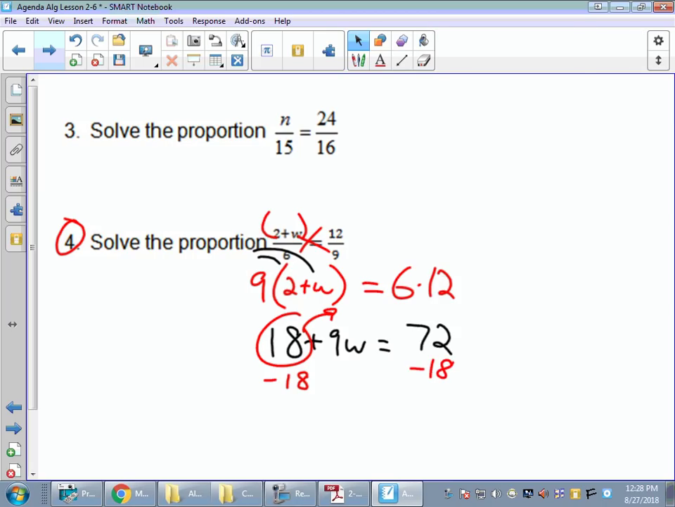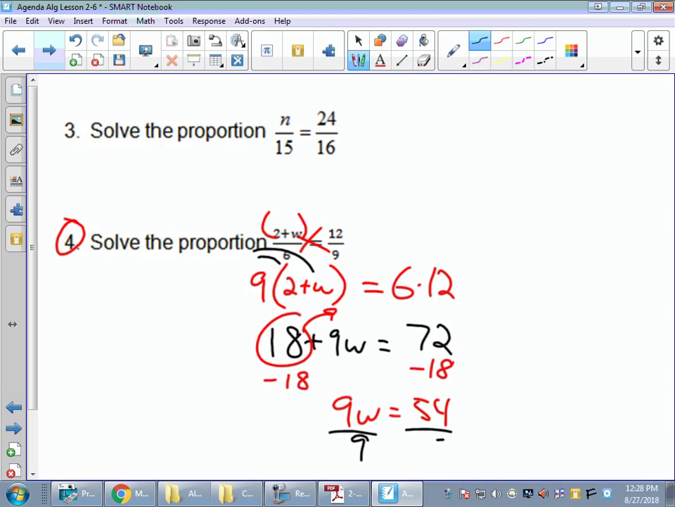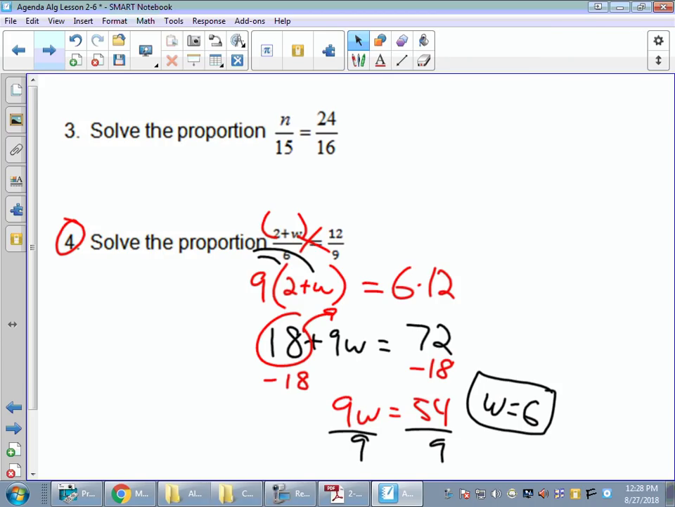And now I've got 9w equals 54. And now if I go ahead and divide by 9 on each side, I get w equal to 6. Very simple there. So again, I just did my cross multiplying, I had to do this distributive property, and then I was just solving a two-step equation, basically.